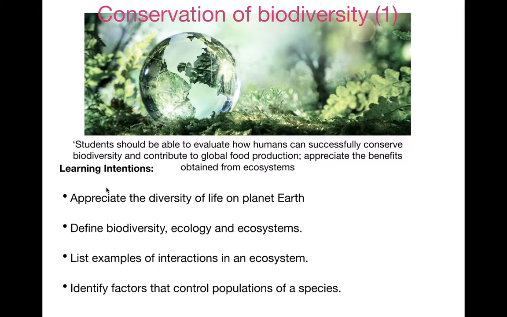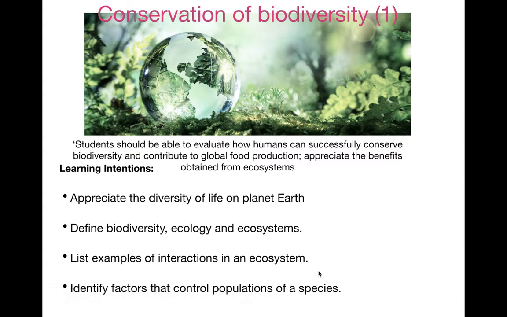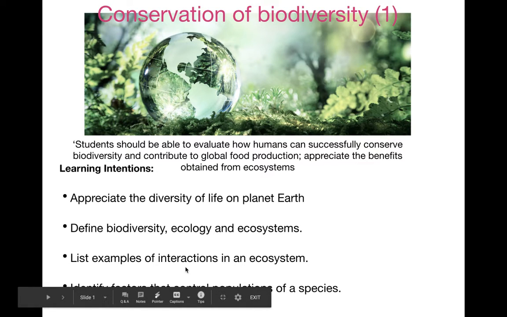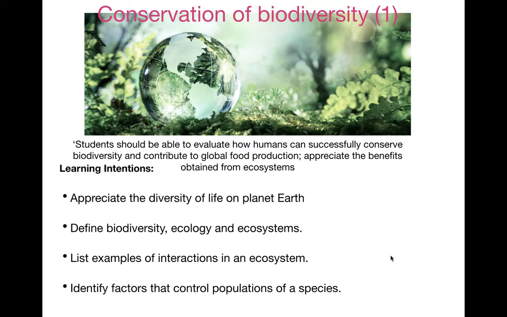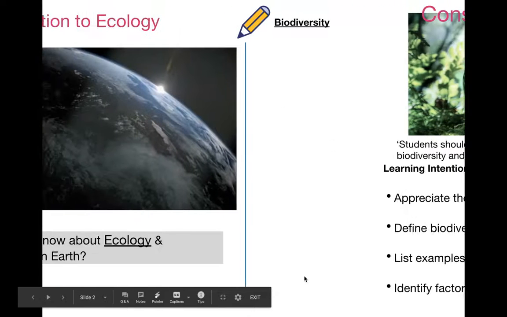The main things we want to focus on today are defining biodiversity, ecology, and ecosystems. We're going to talk about interactions between ecosystems and in ecosystems. Between ecosystems would be, for example, how does a river interact with a soil ecosystem, or how does a grassland interact with a river? The interactions in the ecosystem themselves would be between organisms, like predation and parasitism. We're then going to look at how populations of a species are ultimately controlled in an ecosystem.